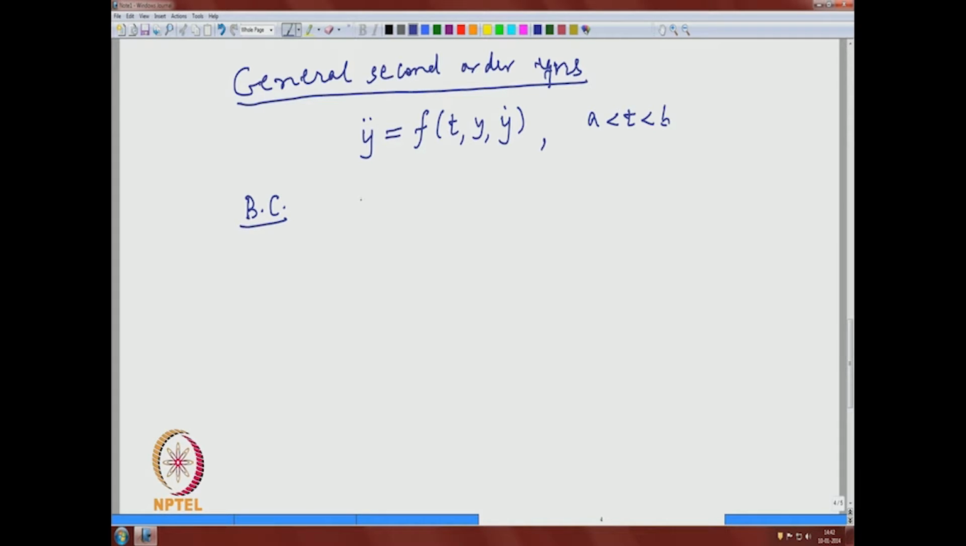Okay. So, a0 y(a) minus a1 y dot(a) is equal to alpha, and b0 y(b) plus b1 y dot(b) is equal to beta. There is no particular reason why I take minus, but I can also put plus, no problem.